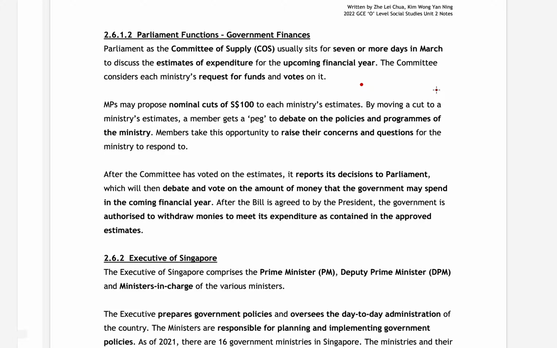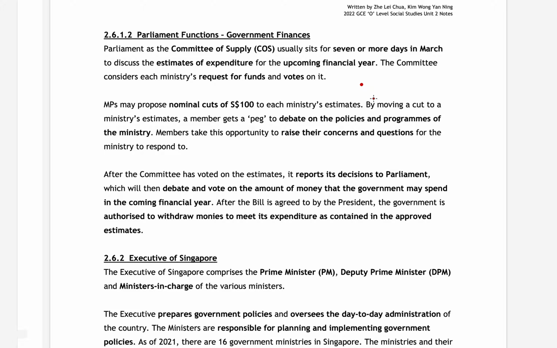Parliament functions of government finance. COS. I'm sure you've heard this term before. It's always in the news every March, every single year. Like I said, it is a committee, so remember we talked about committee just now. COS is the committee where parliament will discuss the expenditure, how much the government is going to spend in the next financial year.